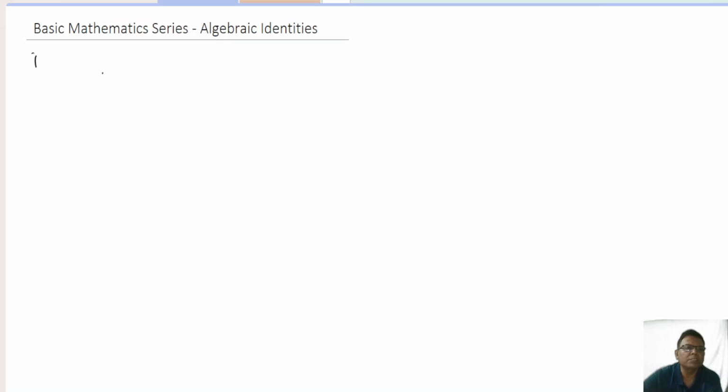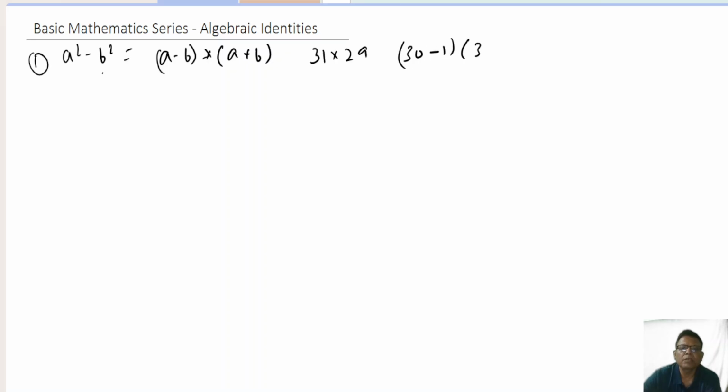So first in this list is a square minus b square is equal to a minus b multiplied by a plus b. For example, suppose you want to multiply 31 into 29. Very easily you can write 31 minus 1, that is 29, and 30 plus 1, that is 31, is equal to 30 square minus 1 square. So that is 899. So easy to calculate, no?